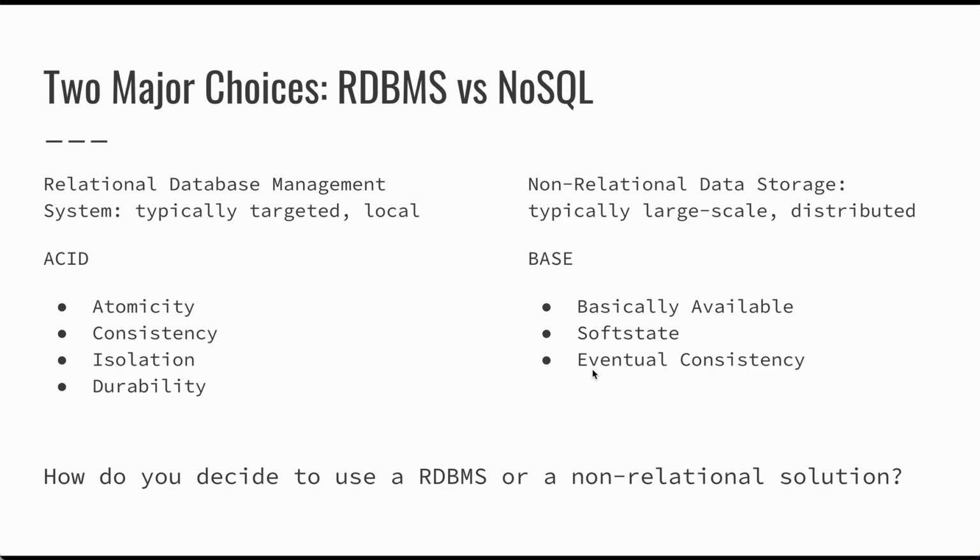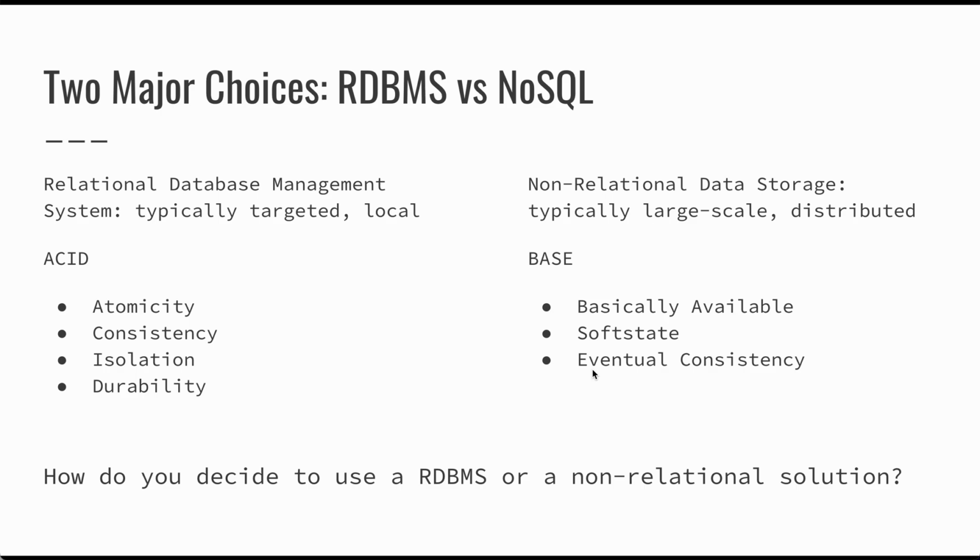Soft state means that the state of the database may not be perfectly consistent at any given moment. As opposed to consistency of the ACID type of database, soft state means that state may be evolving. And eventual consistency is this idea that eventually the data will settle, or eventually we'll get to the point where things will be consistent, but it's not necessarily guaranteed in real time.